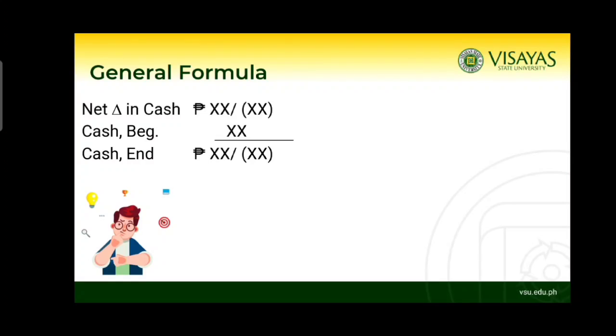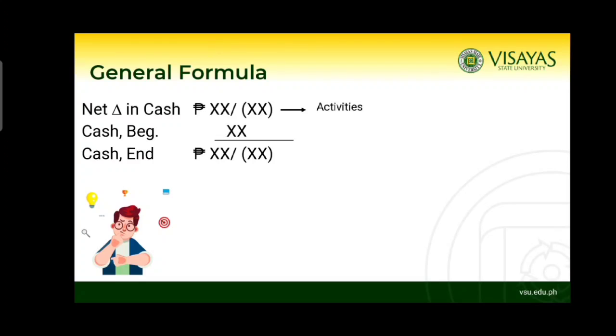Again, the general formula in making a cash flow statement is net change in cash plus the cash in the beginning. This must equate to the cash in the end. The cash in the end we can see in the balance sheet. We add the beginning to the net change in cash, whose total we got from the cash flow statement, and the result should be the cash at the end. They should match.